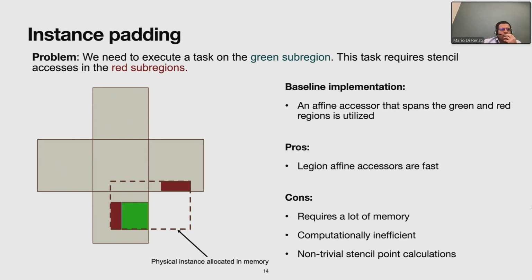And also, every time you are in the green task and you want to do a stencil operation, you need to check whether you're going to access something in the red block, which is maybe located somewhere else and needs a transformation of the indices, or you can just do a simple offset of the indices.